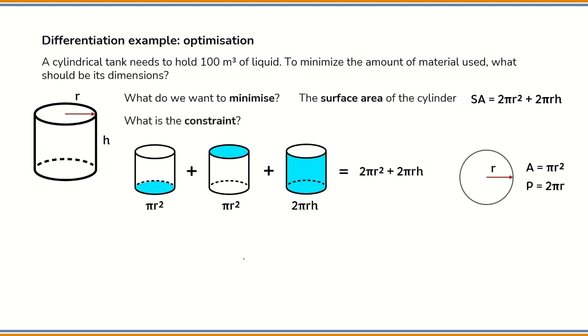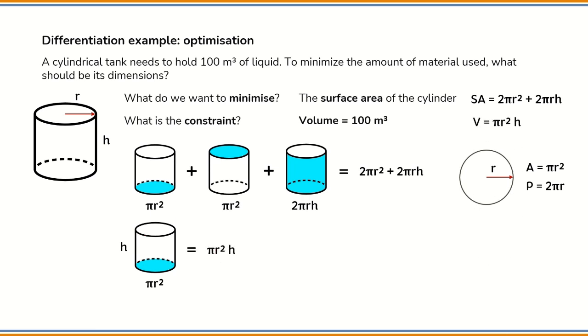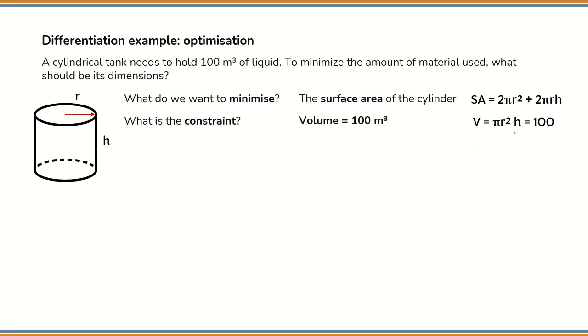The second question is, what is the constraint? The constraint is the restriction. The constraint is the volume, which is 100 meters cubed. The formula of the volume is the area of the base pi r squared times the height, h. So the volume of the cylinder is pi r squared h, and we know that this equals 100. We need to make h the subject in this formula. If I divide by pi r squared both sides of the equation, h is 100 over pi r squared.